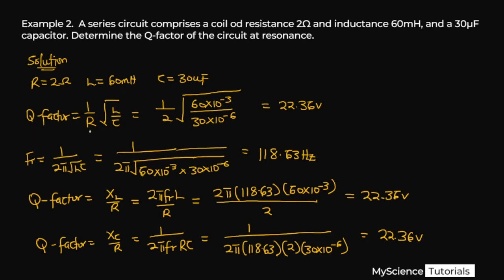So there are 3 different ways to calculate the Q factor. You can use the formula straight ahead to get your answer, or you can find your resonance frequency and use it in this formula, XL over R or XC over R, to also get your answer.